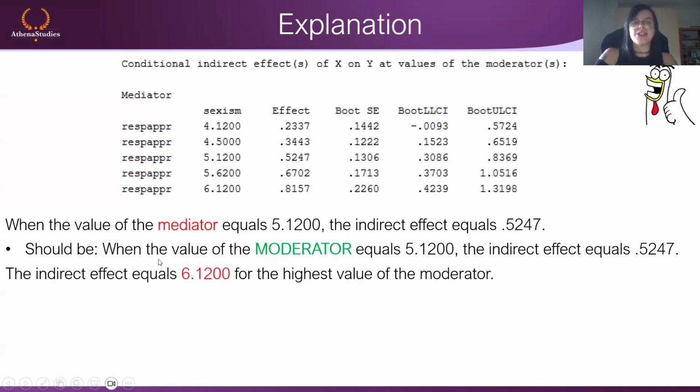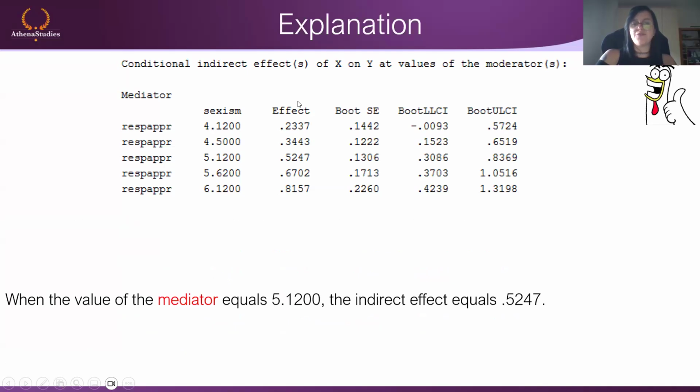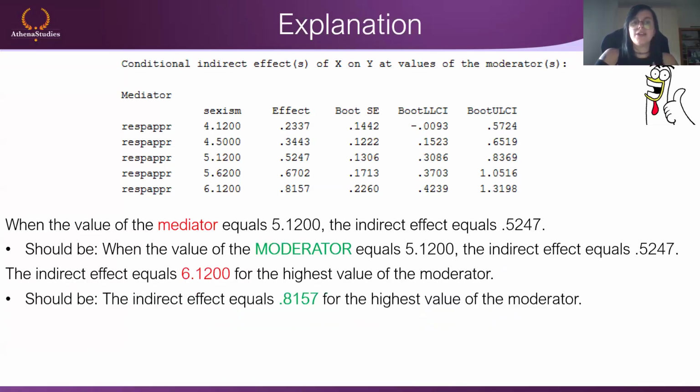The next statement is that the indirect effect equals 6.12 for the highest value of the moderator. Where is the indirect effect? Well, the indirect effect is this column. So if we go to it, the indirect effect equals 0.8157 for the highest value of the moderator. This is the value of the moderator, not the indirect effect.